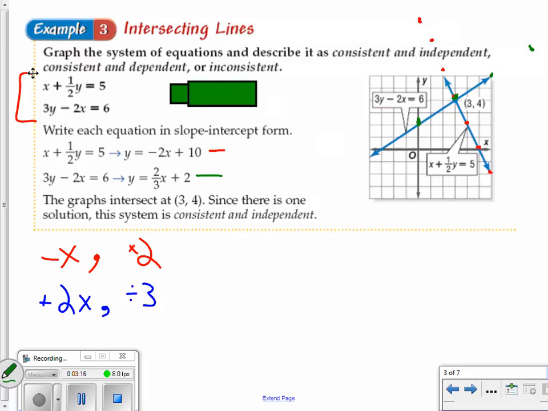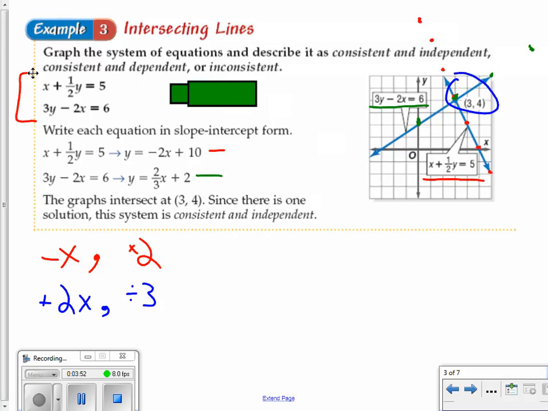Now, they labeled each line as the original equation. This one they labeled as 3y minus 2x equals 6, and it means the same thing as y equals 2/3 x plus 2. This one they labeled as x plus 1/2 y equals 5, and it means the same thing as y equals negative 2x plus 10. Now that we've graphed our lines, we can see that they intersect right here at the point 3, 4. So at that point, our x is 3, our y is 4.